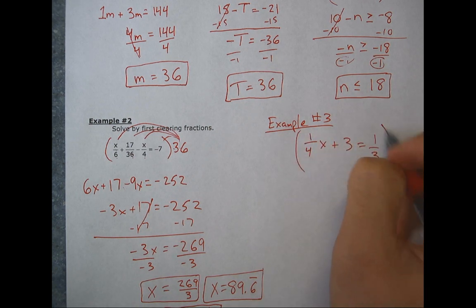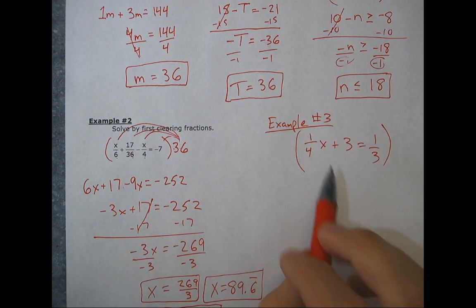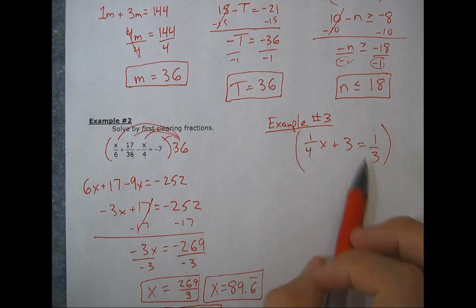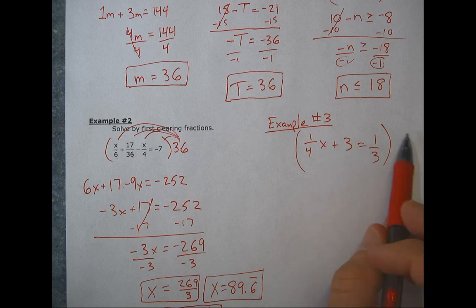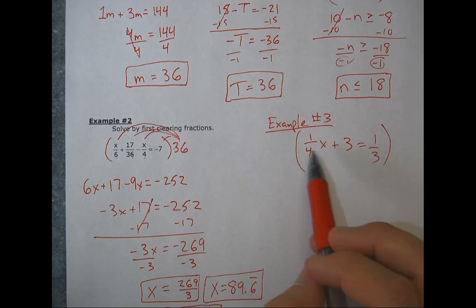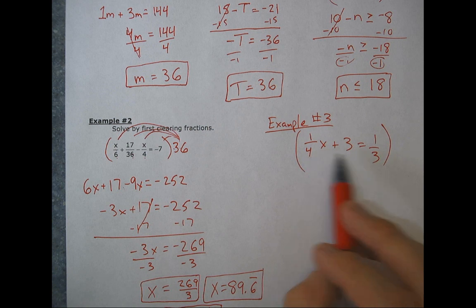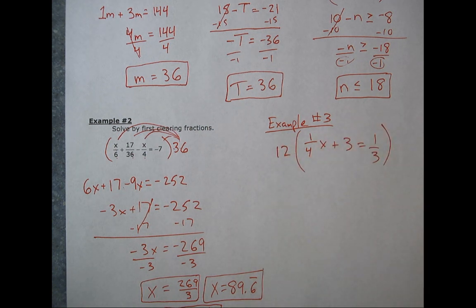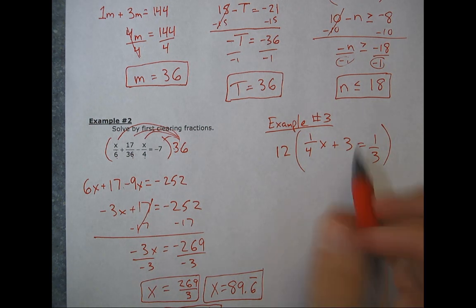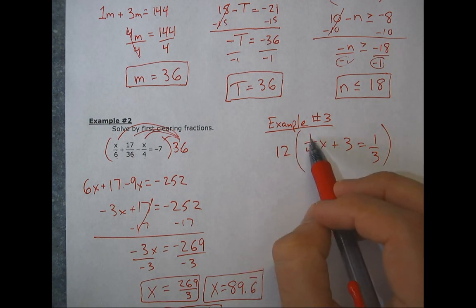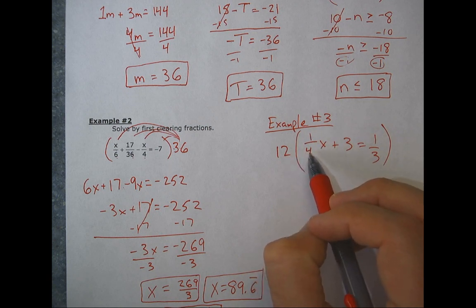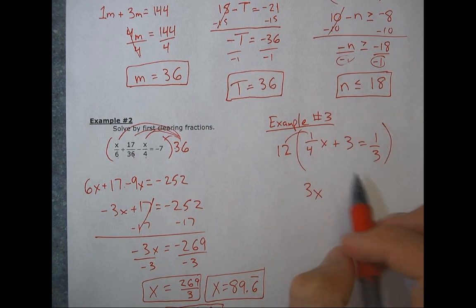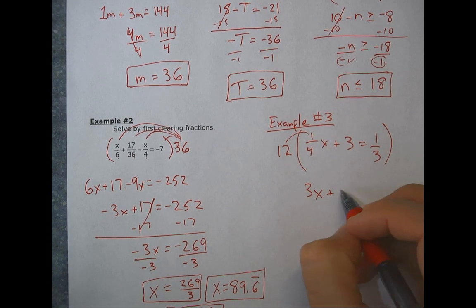So if I want to clear out these fractions, I need to find a common multiple between 4 and 3. So 3 is not going to fit into 4, so I'm not going to multiply by 4. That won't clear out the 3. If I multiply by 3, that'll clear this out, but it's not going to clear this one out. So I've got to pick a number that they both fit into, and that's 12. So I'm going to multiply by 12, and let's see what happens. So if I multiply this by 12, I've got the 1 on top, so all I have to do is divide. So 12 divided by 4 gives me a 3x. 12 times the whole number 3 gives me 36.